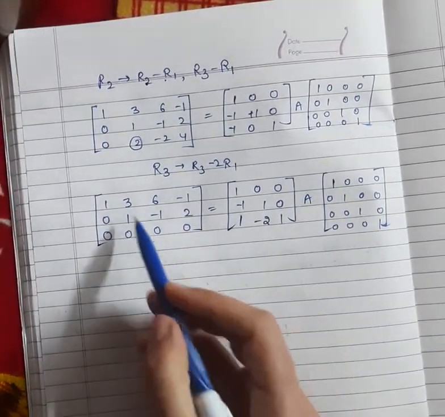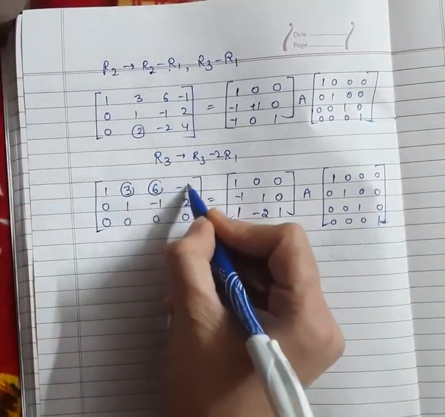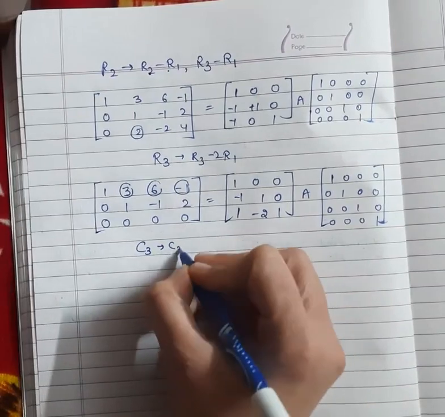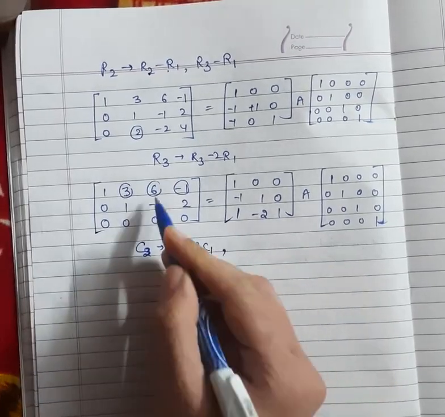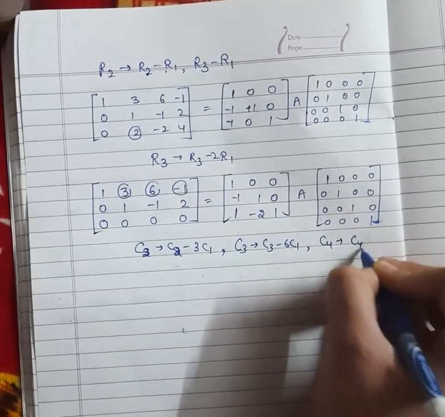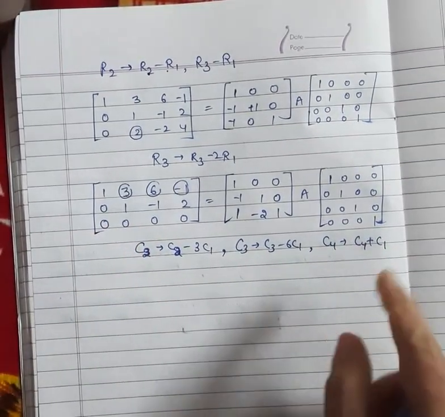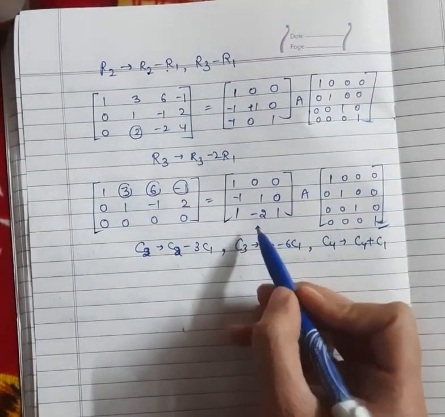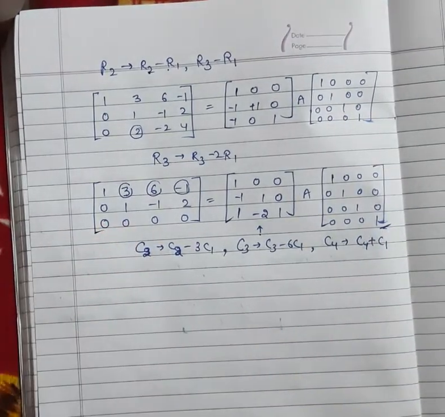Now our next target is to convert the other remaining elements to zeros. The first step is to convert these three elements to zeros. So on column 2 we will apply C2 minus 3C1, along with C3 minus 6C1, and on C4 as C4 plus C1. Now we will apply these three operations on the second identity matrix, but the first matrix will now remain unchanged. No operation will be applied on it; whatever operations we apply will be on the second matrix.